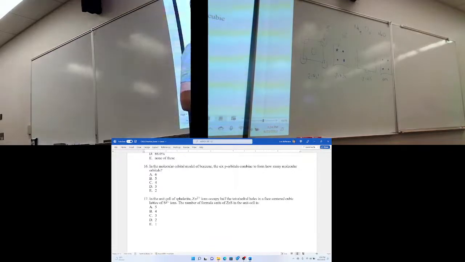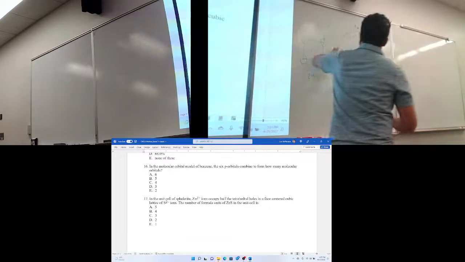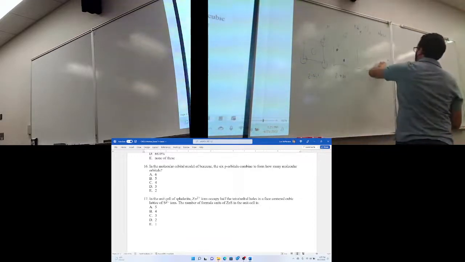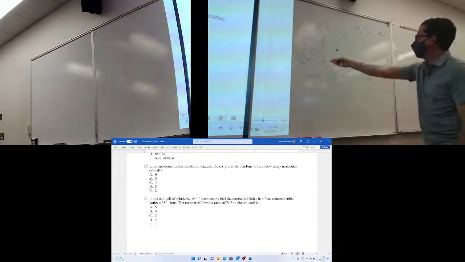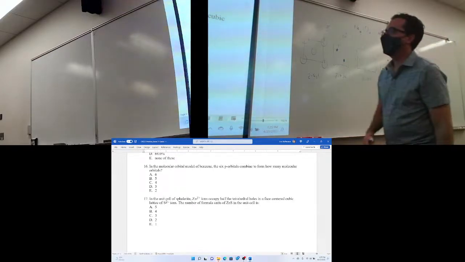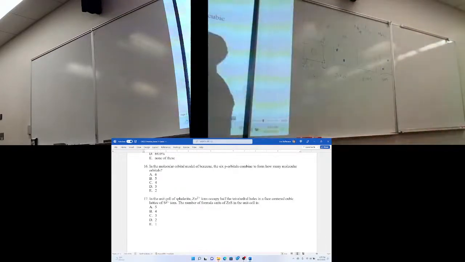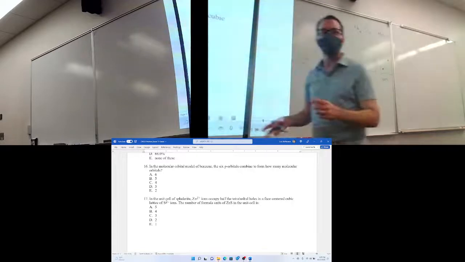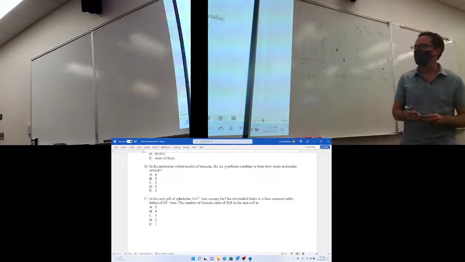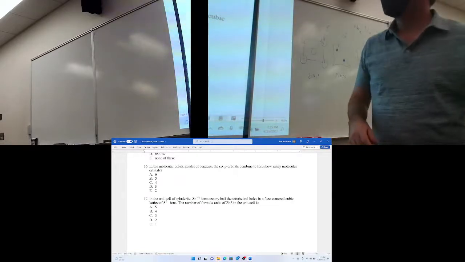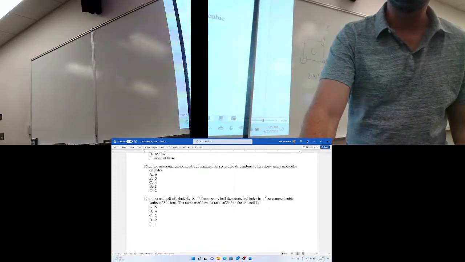Half the tetrahedral holes have zinc ions, so we're talking about this. And if you count the atoms, 4 and 4, the formula is ZnS, so there's 4 of these formulas inside this unit cell. Zinc 4, sulfide 4. So 4 formula units of ZnS inside this unit cell.